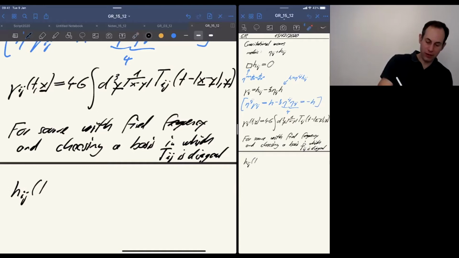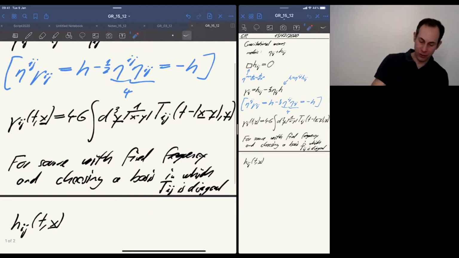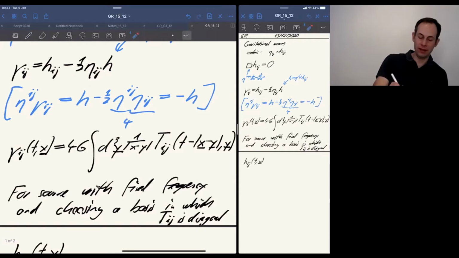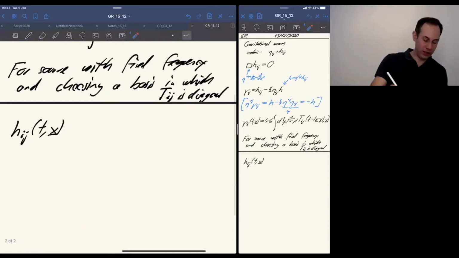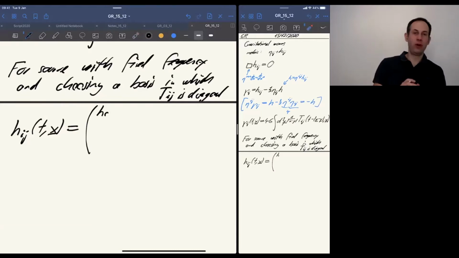So it's still a function of t and x. And now you see I make the move here from gamma to h, because up to a constant trace added here, the behavior is similar. If I have a periodic behavior in gamma, I will have the same periodic behavior in h. I'm not interested in the details of this periodic behavior. The only thing I'm interested in is that it will have different terms in the diagonal.